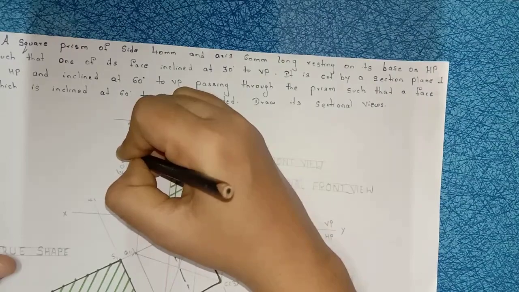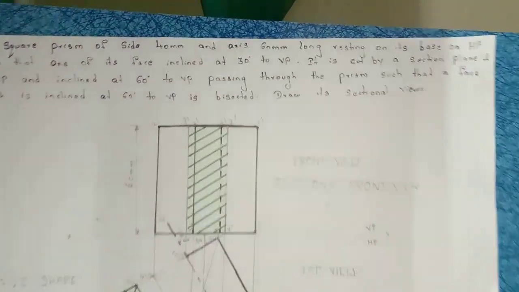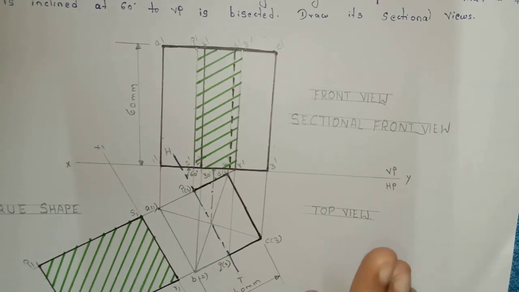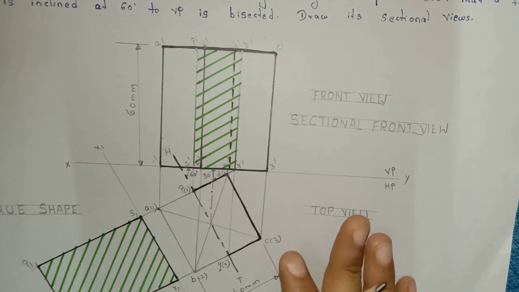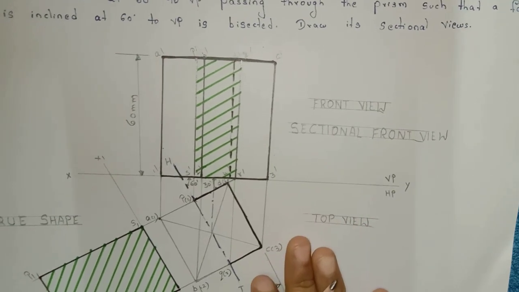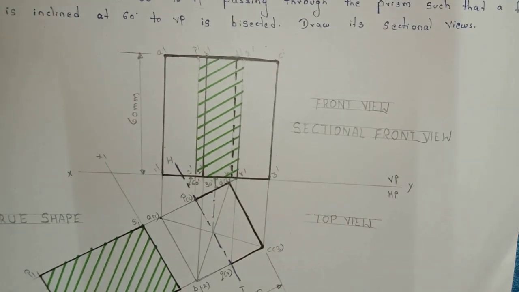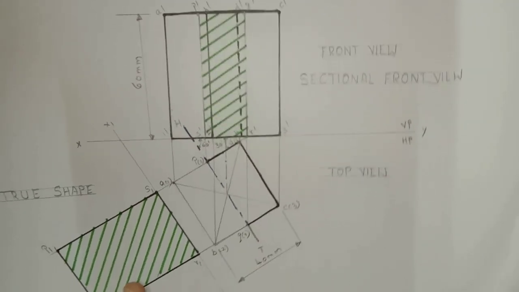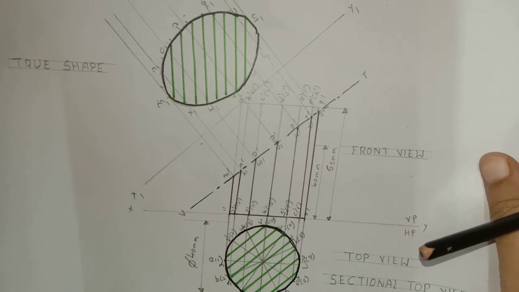See, all problems are same. First read the question. Right, in the question they will mention where we have to construct the problem, on HP or on VP. After constructing the basic thing, right, then read the question properly. They will mention where we have to construct the sectional plane. Right, so this is the problem of square prism and this is the problem of cylinder.